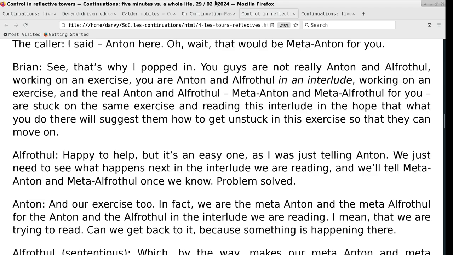You guys are not really Anton and Pro 2. You're Anton and Pro 2 in an interview, working on an exercise. Meta Anton and Meta Pro 2, for you, are stuck on the same exercise and reading this interlude in the hope that what you do there will suggest to them how to get unstuck in this exercise so that they can move on.